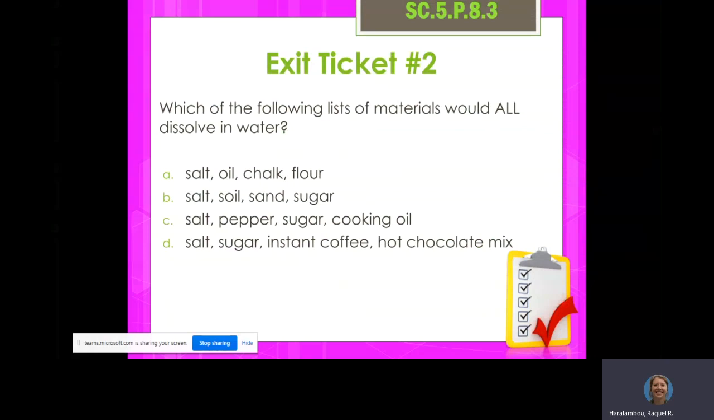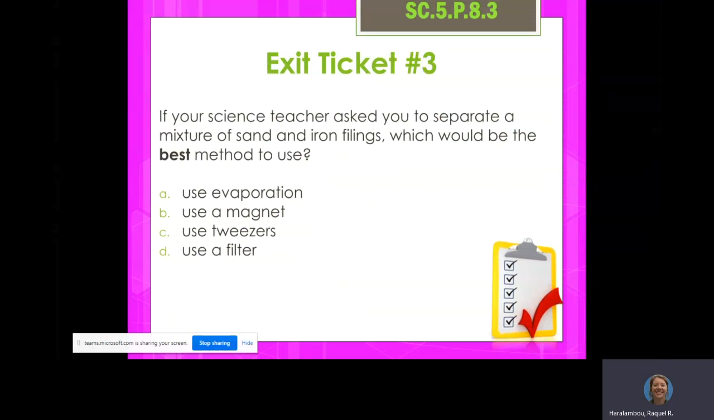B, we already said no. C, salt, pepper, sugar, cooking oil. Or D, salt, sugar, instant coffee, hot chocolate mix. So which of these would all dissolve in water? Good. Yeah, D. Good job. D is in dog.